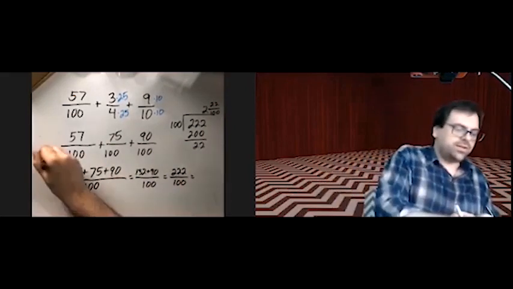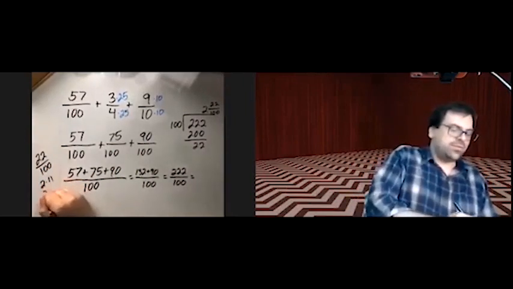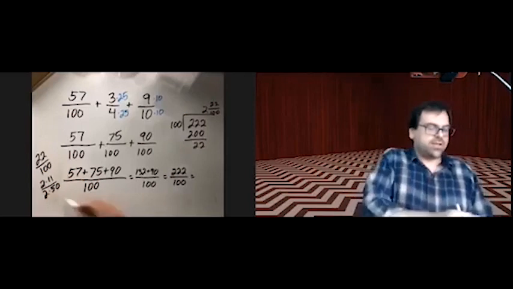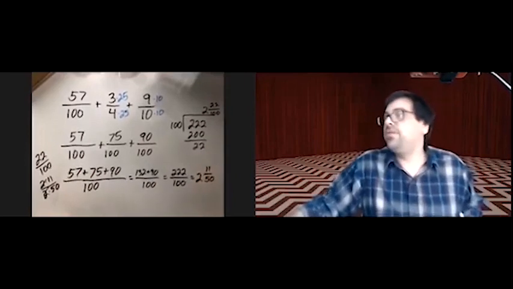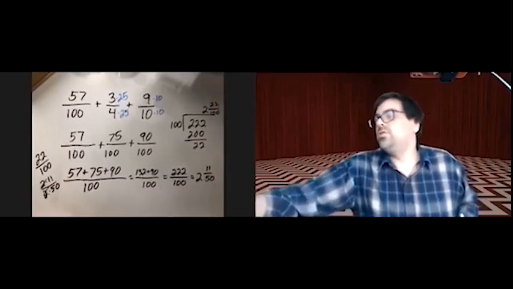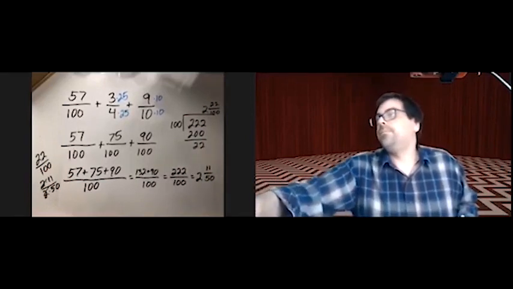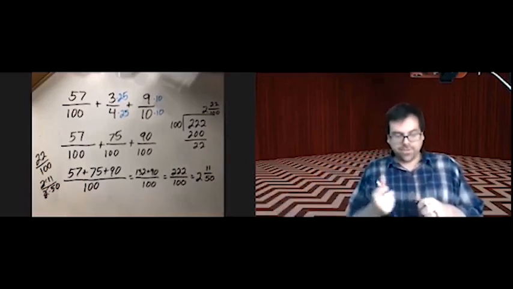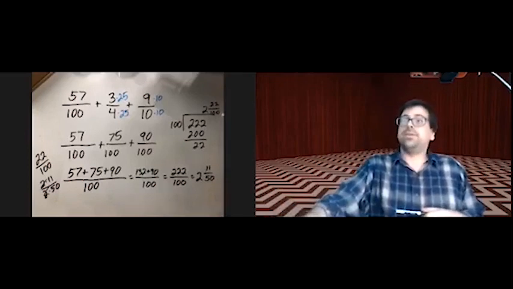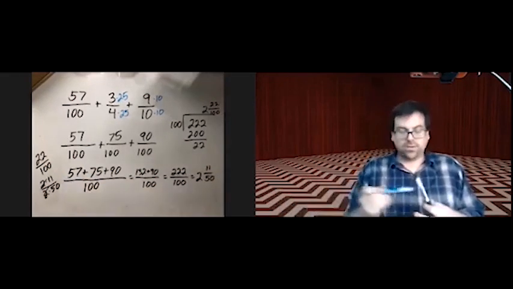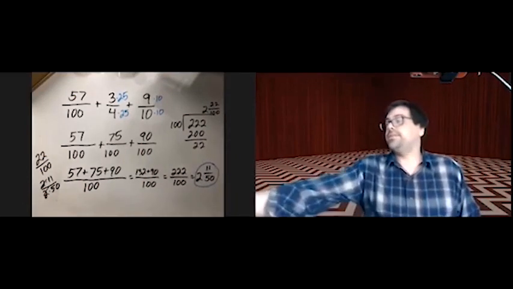22 over 100 can be reduced. 22 is 2 times 11. 100 is 2 times 50. The 2's cancel, so this is actually 2 and 11/50. And sure enough, that one will be accepted. So remember, it's not enough to change it to a mixed number. The fraction piece of it still needs to be reduced. 2 and 11/50.